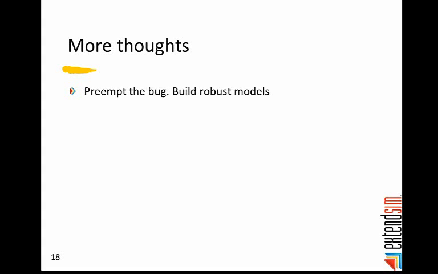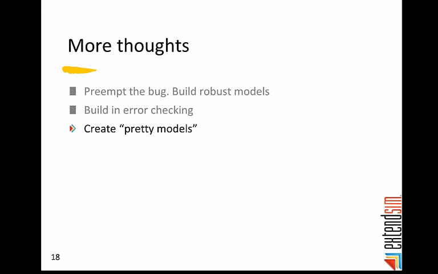A model that's easy to understand and see and is well organized is much less likely to have a bug in it. Build in error checking. For example, you can put something in an equation block so that if you know a particular value is out of range, you call the abort function and stop the simulation. At that point, you can pop up an error message, and that'll help you avoid problems later on.